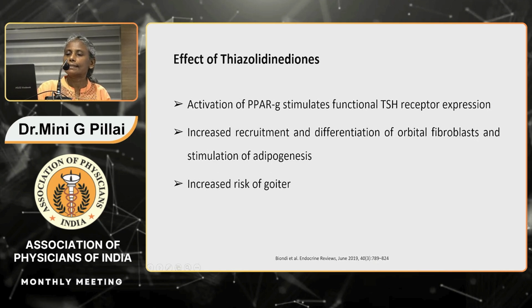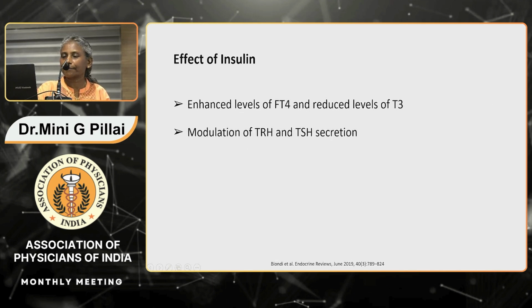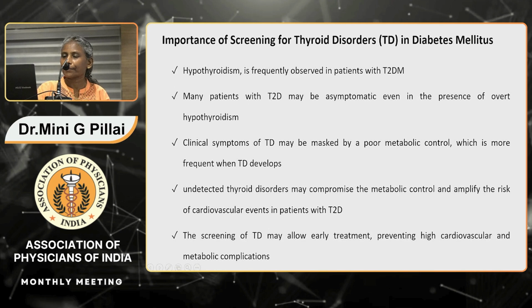Thiazolidinediones activate PPAR gamma, as we all know, and that can stimulate the TSH receptor expression, increase recruitment and differentiation of orbital fibroblasts, stimulate adipogenesis and increase the risk of goiter. Insulin enhances the level of free T4 and reduces the levels of T3. Basically, it inhibits the deiodinase. It reduces the peripheral conversion of free T4 to free T3. It also has an effect on TRH and TSH secretion.